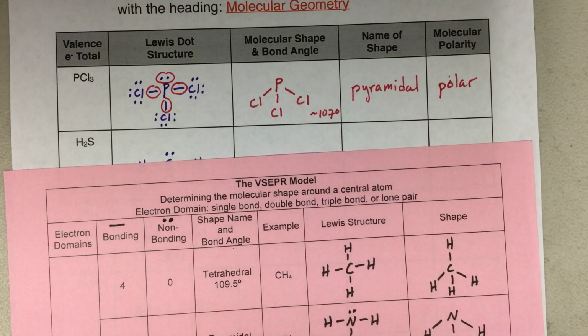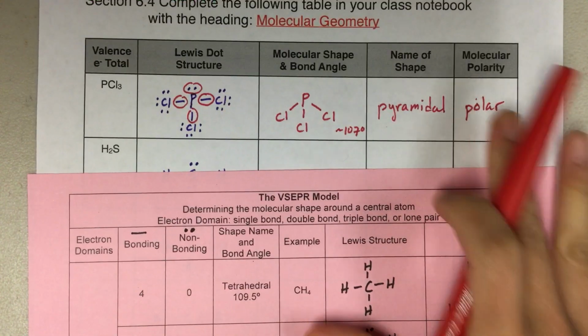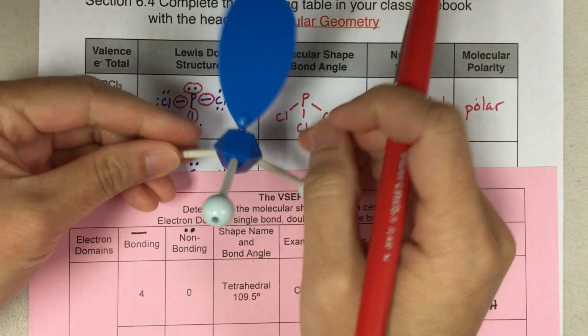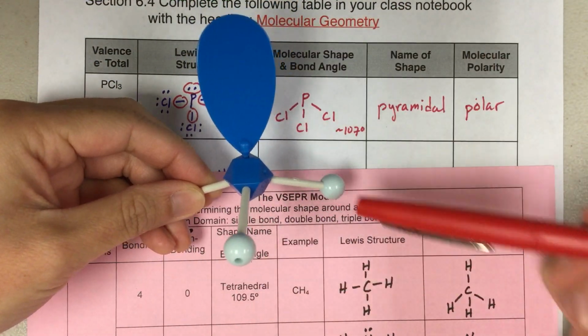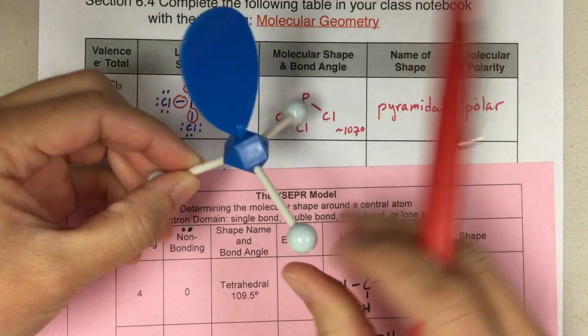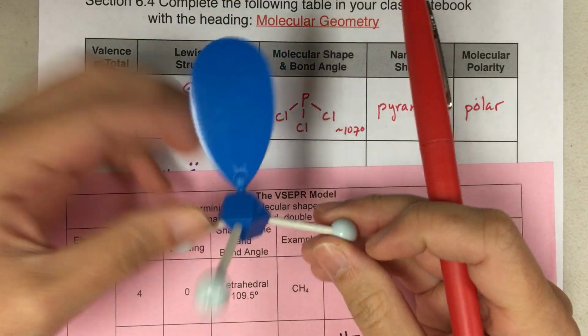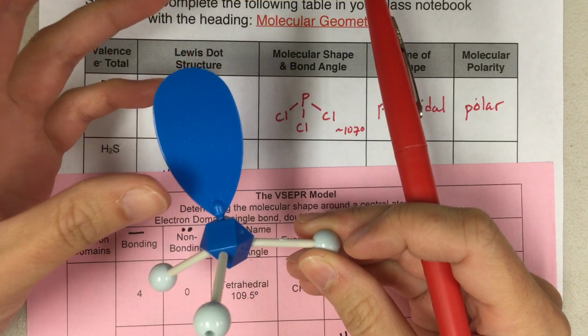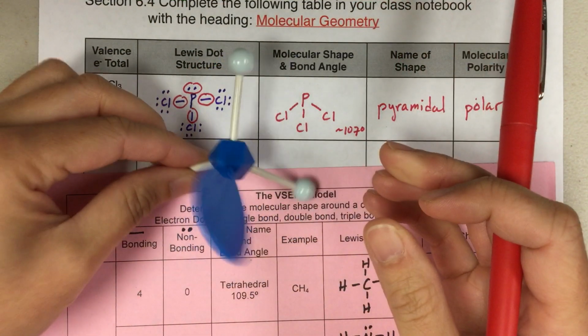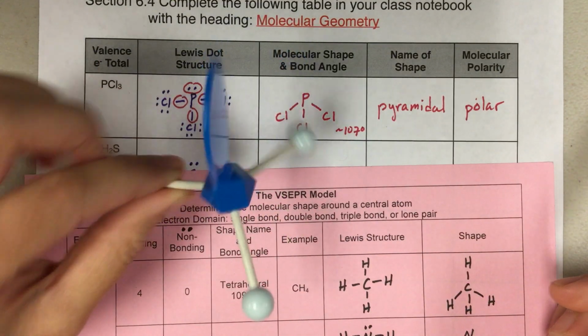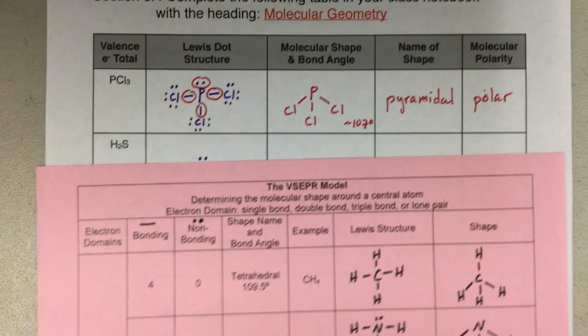The reason being, remember, polarity is all to do with symmetry. And if you look at this molecule, what's up here is different than what's on these bonds here. You have chlorines bonded here, but up here you have a lone pair, and that's different. So since you have one side of the molecule that's different, it makes this molecule polar. Okay. All right, so that's the first one.